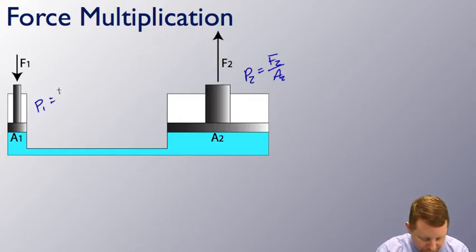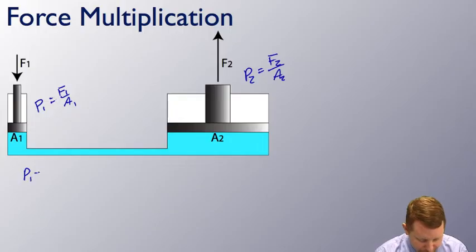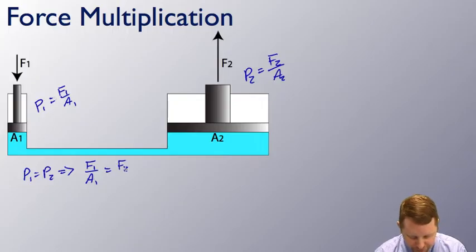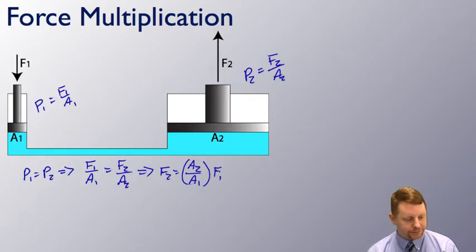So P1, which is equal to F1 over A1, must be equal to P2, which is F2 over A2. So putting those together, if P1 equals P2, then F1 over A1 equals F2 over A2. Or F2 equals A2 over A1 times F1. We have effectively increased the applied force F1.